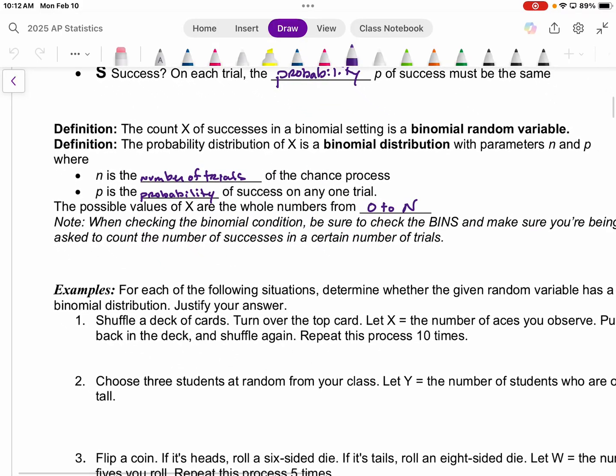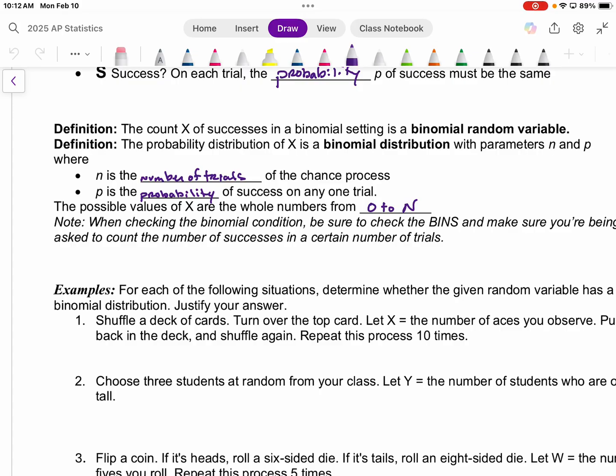So here's our definition. The count X of successes in a binomial setting is a binomial random variable. The probability distribution of X is a binomial distribution with parameters N and P, where N is the number of trials, P is the probability of success of any one trial, and the possible values of X are whole numbers from 0 to capital N, or whatever our final value is.